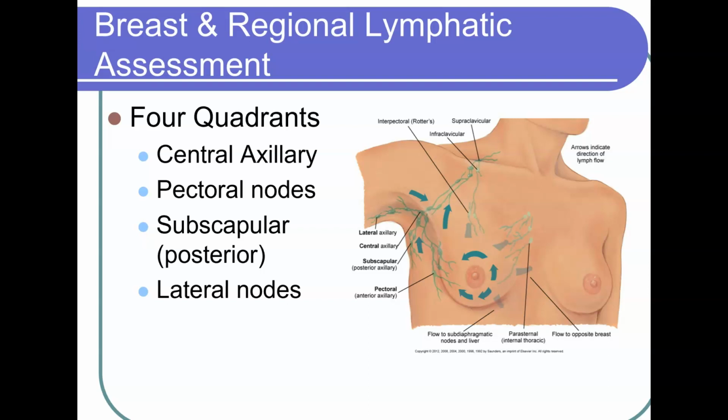You have the subscapular or posterior, right there, and it's along the lateral edge of the scapula, deep in the posterior axillary fold. And then, of course, you have the lateral. And the lateral area is what runs on the inside of the arm, right here, and along the upper arm.